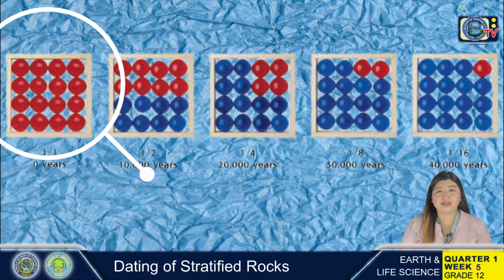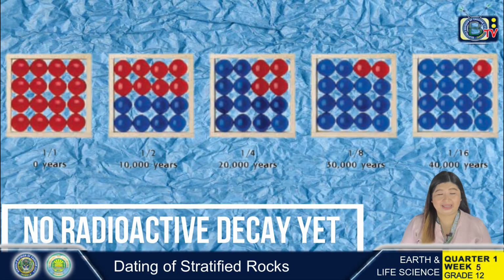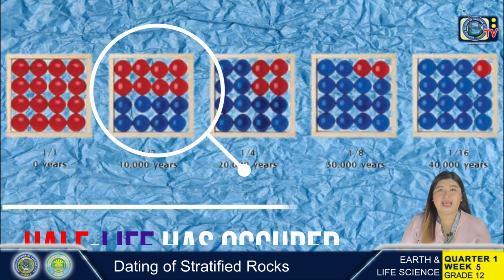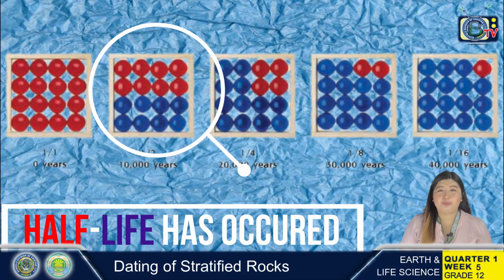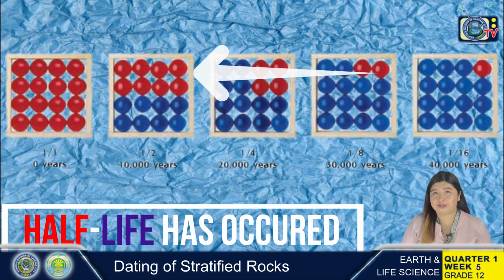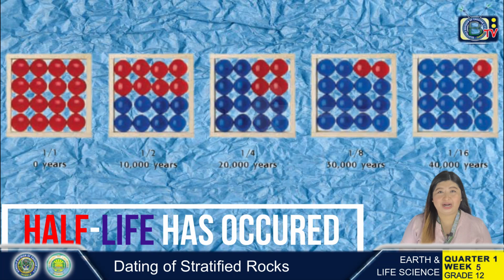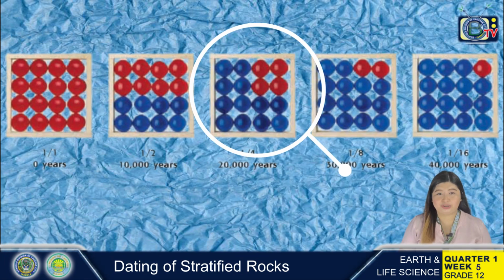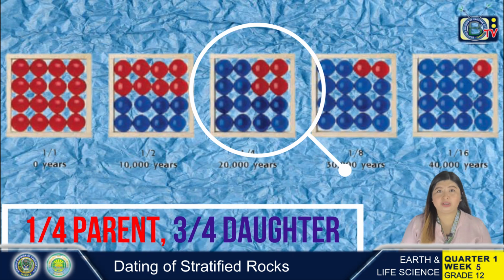This only means that there is no radioactive decay happening yet. On the second picture, after 10,000 years of that rock, you can see that a half-life has happened, meaning we have half parent isotope and half daughter isotope. After 20,000 years in the third picture, you can see that 1/4 of the rock is composed of parent material and the rest is composed of daughter materials.